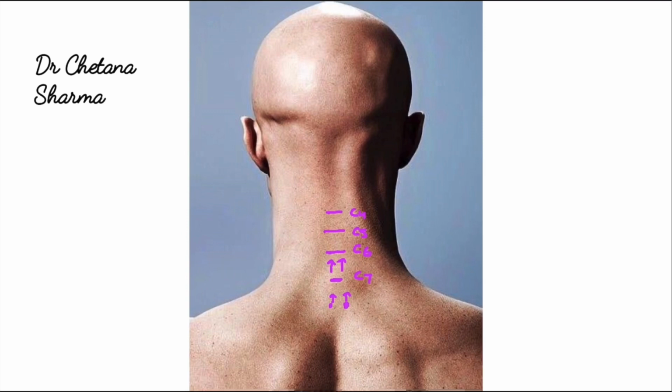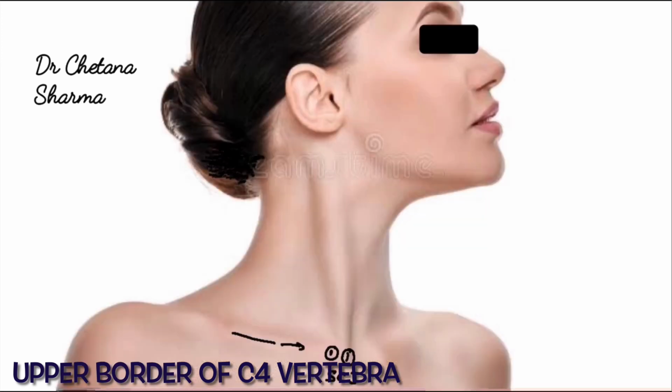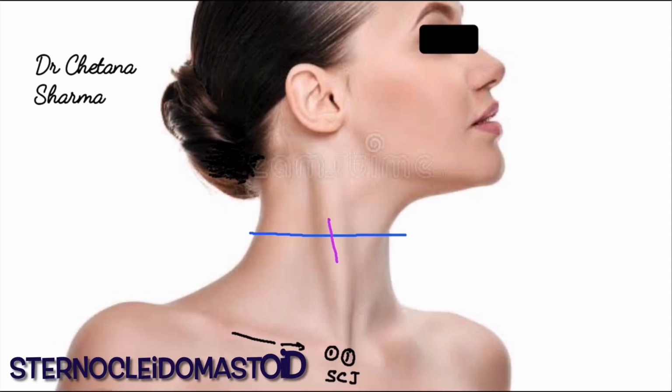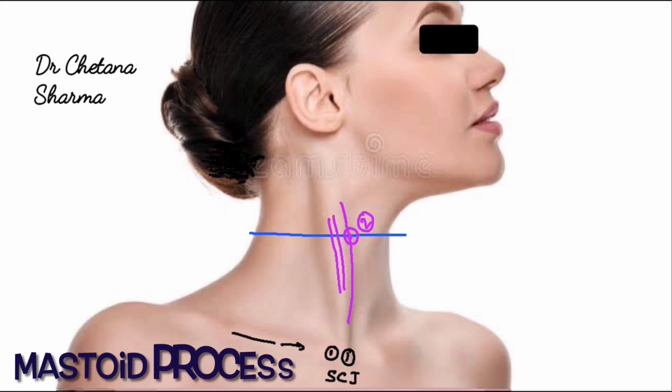Make a horizontal line from upper border of C4 vertebra. In this image, this is the level of upper border of C4 vertebra, and this is the prominence of sternocleidomastoid muscle. So you can mark second point on anterior border of sternocleidomastoid muscle at the level of upper border of C4 vertebra. For third point, you need to palpate mastoid process just behind the external auditory meatus.